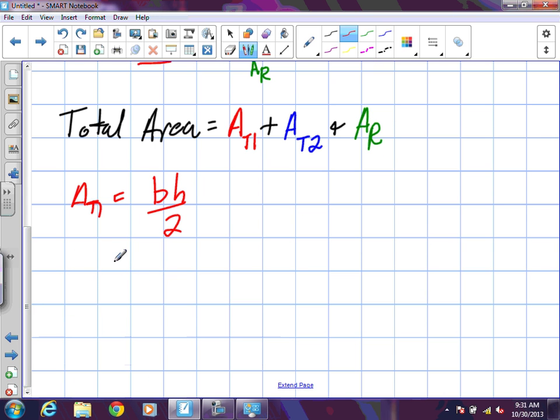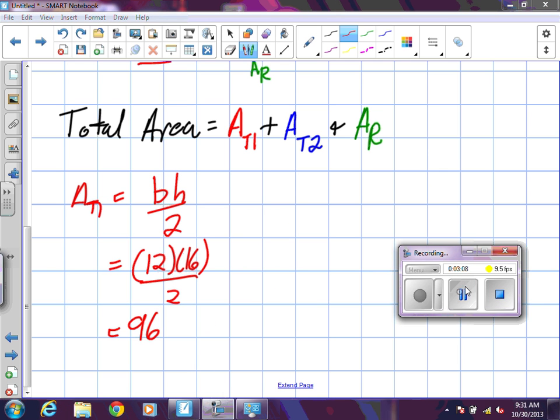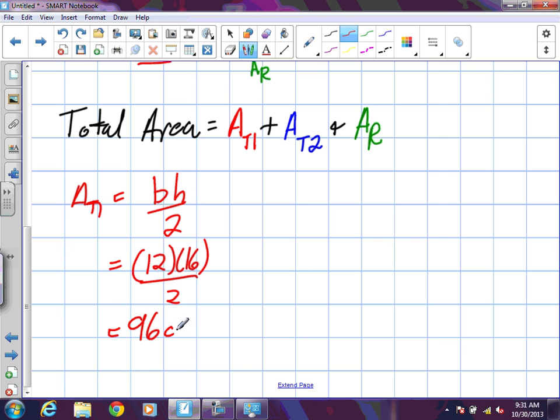So our base, like we said, was 12. We'll have to multiply it by the height that was 16. And we'll divide it by 2. So it's the same as 6 times 16. What is it, 96? Beautiful. 96 centimeters squared. That's right. Because we're working with 2 dimensions now, we have squared.